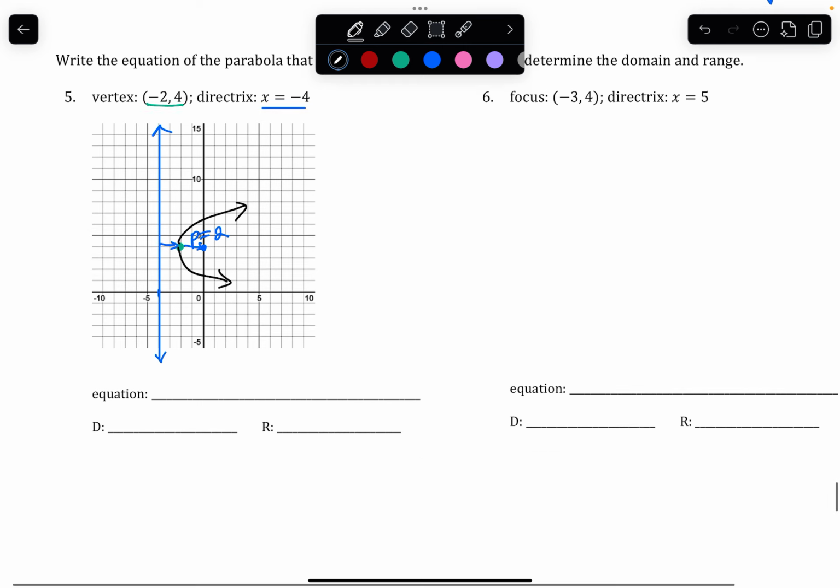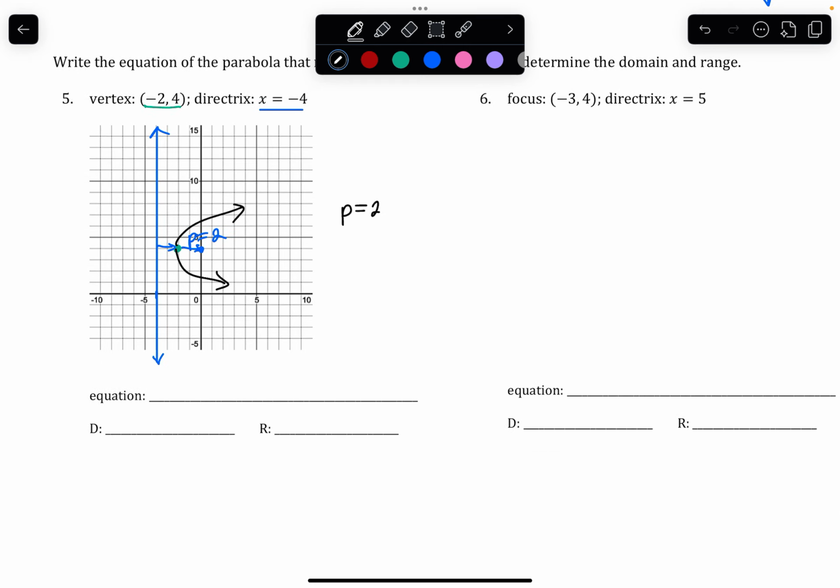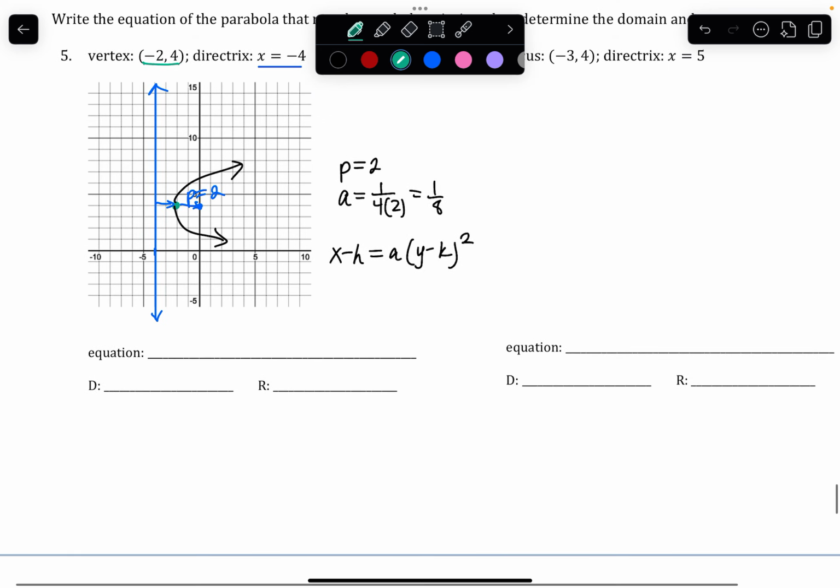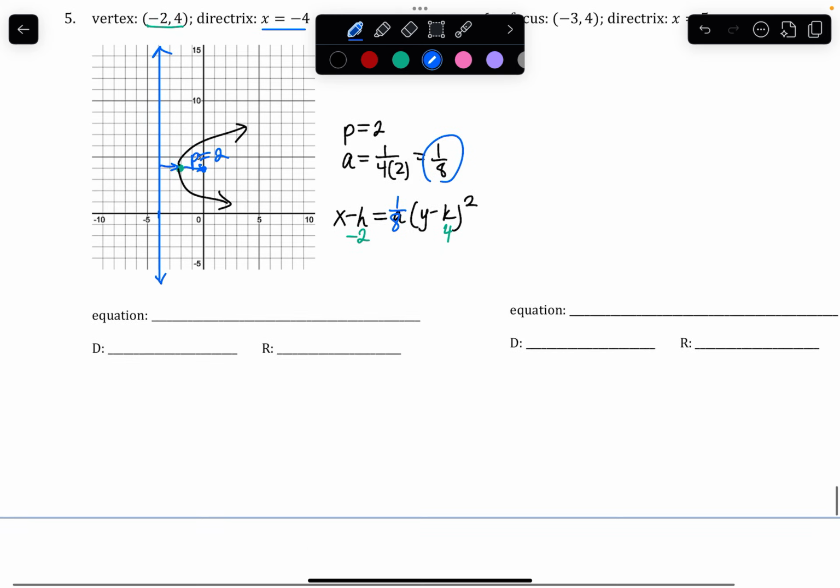So something like that. And so if p is 2, that means a is 1/4p, which is 1/8. And because this is a horizontal parabola, we're going to have x on the left: x minus the h, equals a, and then y minus the k being squared. The vertex was (-2, 4), and we just found the a value to be 1/8. So now when we write our final equation, we get x + 2 = 1/8 (y - 4)^2.